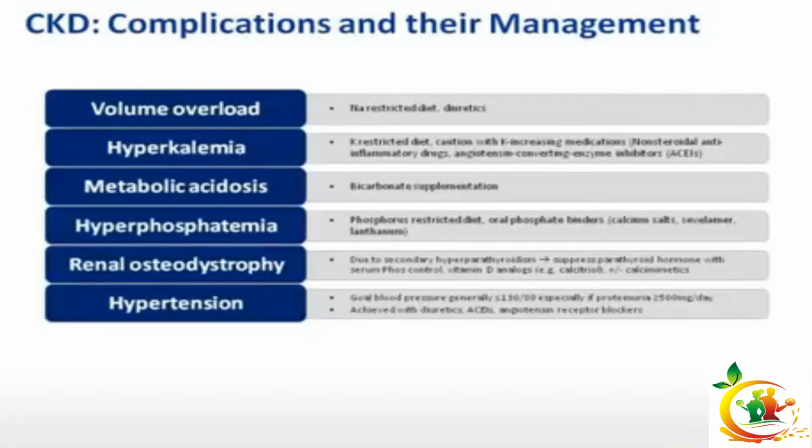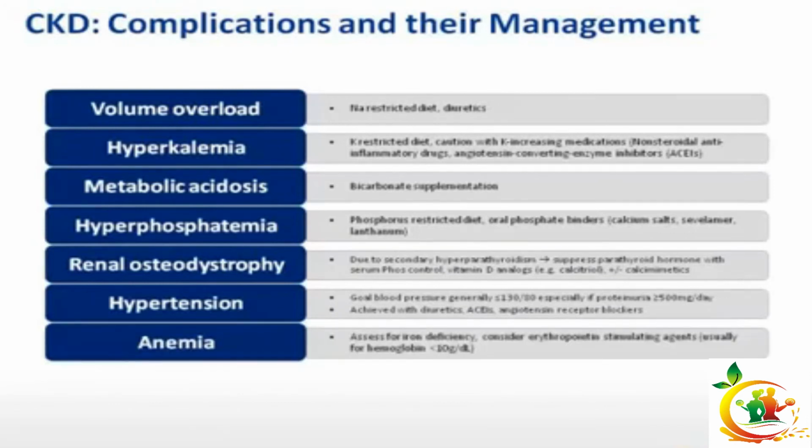Hypertension is frequently associated with CKD as both an etiology and a complication. The usual goal of blood pressure control for patients with CKD is less than 130/80, particularly for patients with proteinuria in excess of 500 milligrams per day. Blood pressure control is often achieved with the use of multiple agents, including ACE inhibitors, angiotensin receptor blockers, and diuretics, among others. Anemia may develop as CKD progresses due to decreased production of erythropoietin.